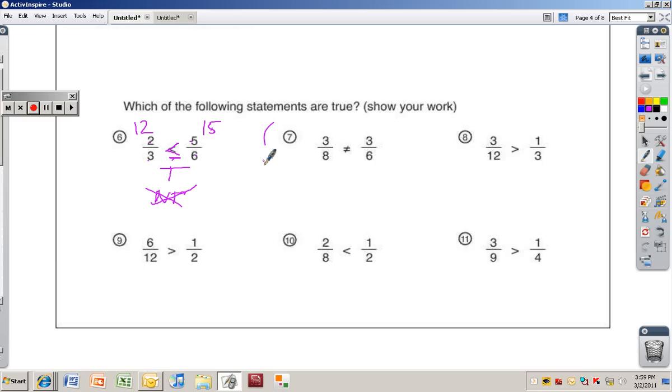Go ahead and do 7 through 11, pause the video, turn it back on when you're ready to see the solutions, and don't forget to show your work.